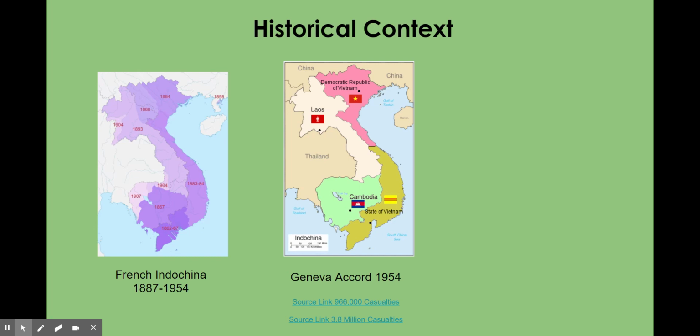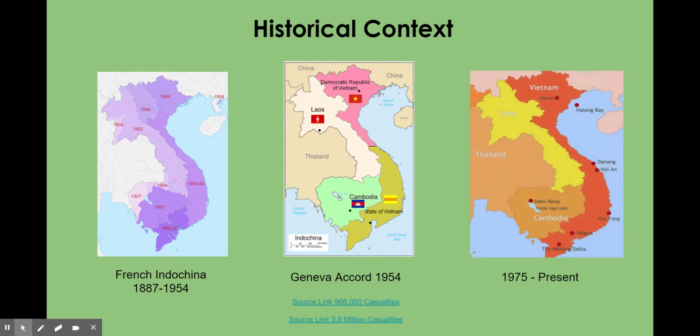Estimates for the total number of Vietnamese casualties range from nearly 1 million to 3.8 million. The war ended in 1975 as the U.S. withdrew its support of the South and the nation of Vietnam began the process of unification. Now, it is important to know that Vietnam currently has good diplomatic ties with France, Russia, and the United States, and we will see this later reflected when I discuss global citizenship.